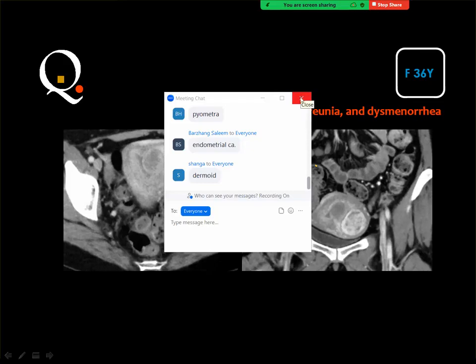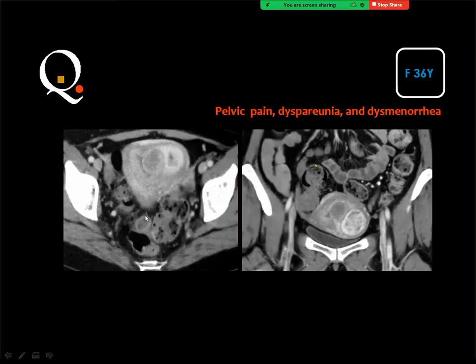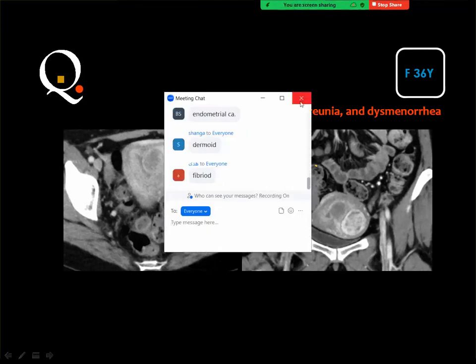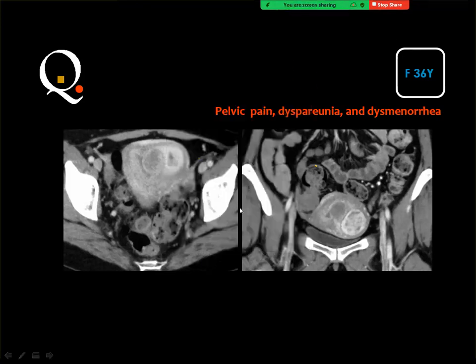And this is not endometrial carcinoma. It is also not a dermoid cyst, because this is the uterus itself. And here you can identify the ovaries. And in the uterus, you got multiple enhancing masses, and they are simply representing fibroids by CT. And I know that you are not used to seeing fibroids by CT.